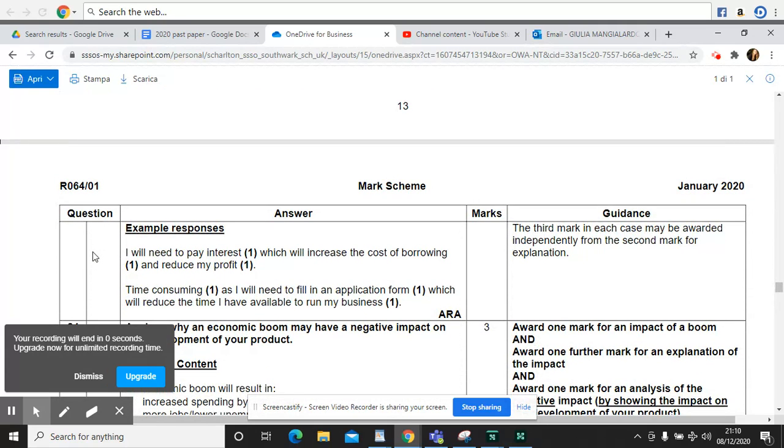The example responses are that I will need to pay interest, which will increase the cost of borrowing and reduce my profit. So a lot quicker, I guess, and they still ensure the 3 marks. Or time consuming, as I will need to fill in an application form, which will reduce the time available to run my business. Okay, so that kind of idea. These are 2 good ideas to think about when you're thinking about loans.